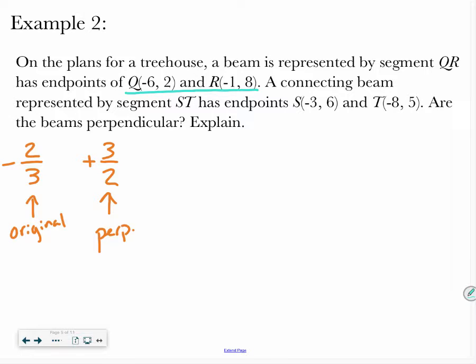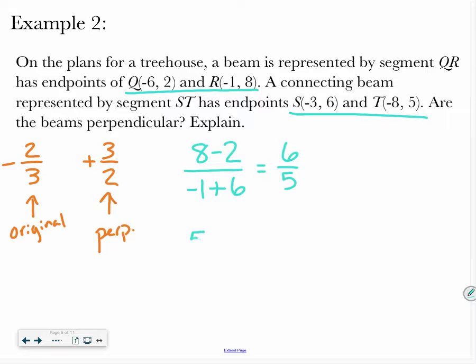So I need to look at Q and R first. If I do 8 minus 2, because it's y2 minus y1, over -1 minus a -6 becomes -1 plus 6. So I have 6 over 5 as my QR slope. And now let's look at ST.